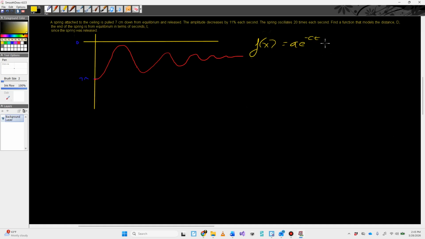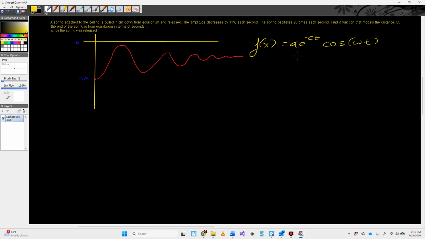But here's the thing. Am I positive or am I negative? And the answer to that question is, this is my max. I know it's weird, but my ceiling is up here. I'm starting from max up here. It's upside down. Everything's upside down. But 7 centimeters is my max. So this is my function.